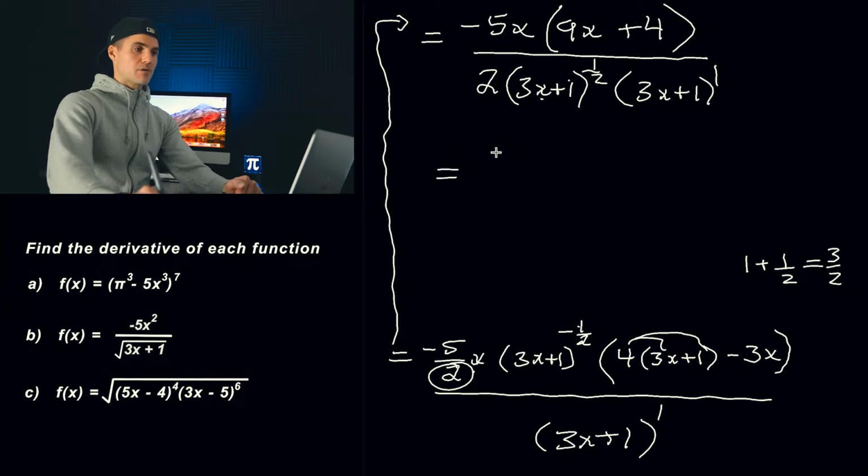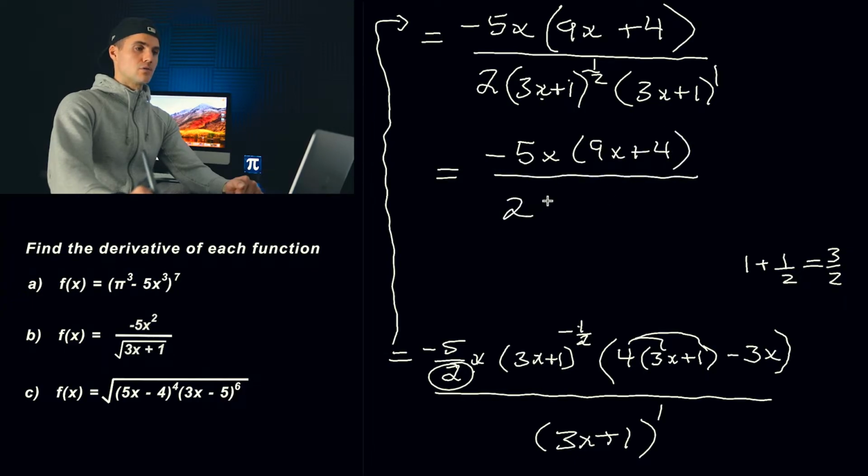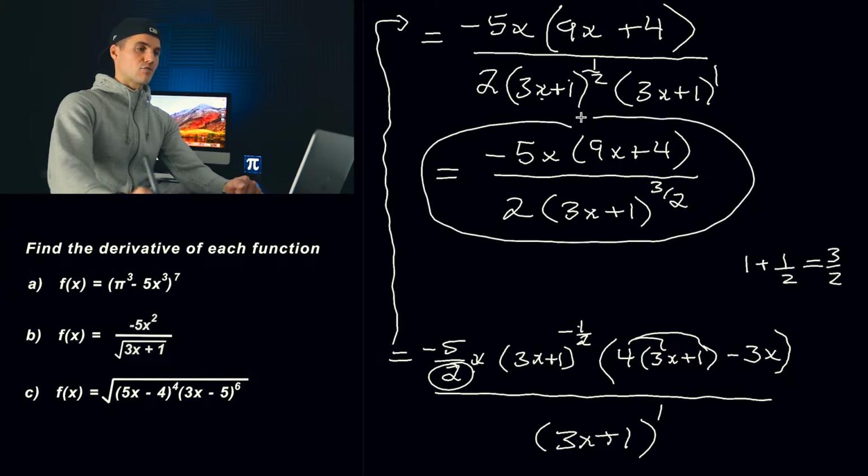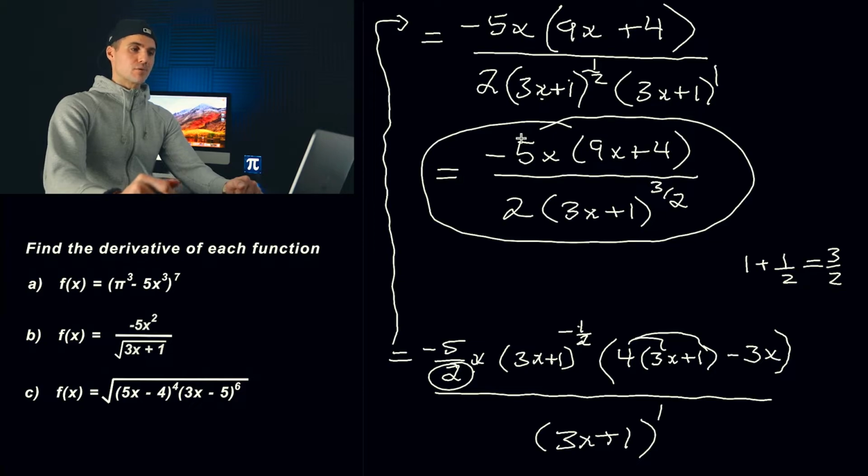And so what would end up happening is we'd have negative 5x, 9x plus 4 over 2, 3x plus 1 to the power of 3 over 2, like that. And that ends up being your final simplified derivative.